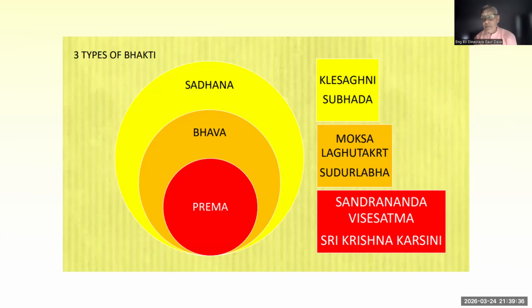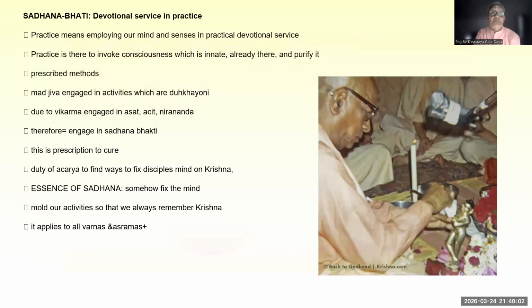Bahunam janmanam ante jnanavan mam prapadyate. Even the worship starts after many, many births, and vasudeva sarvam iti sa mahatma sudurlabha. So such a person is very, very difficult to find. That is why it is sudurlabha to attain pure devotional service. The last stage is sandrananda-visheshatma and Sri Krishna akarshini. We have dealt with these stages.